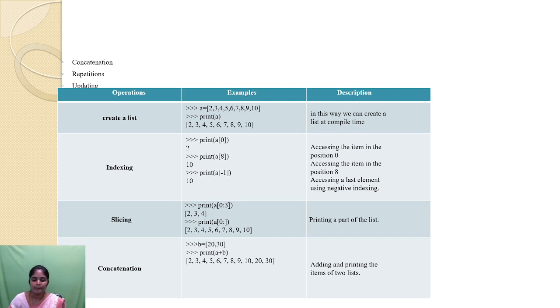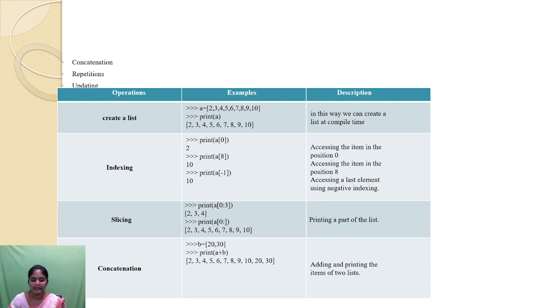So next example, print a of 0 colon. Here I included only the starting index, no ending index. So it starts from 0 up to the end, and the entire a list will be produced as the output. Likewise you are given the slicing operator.